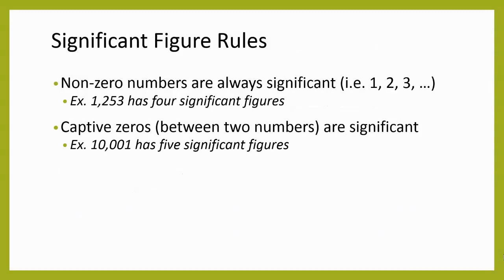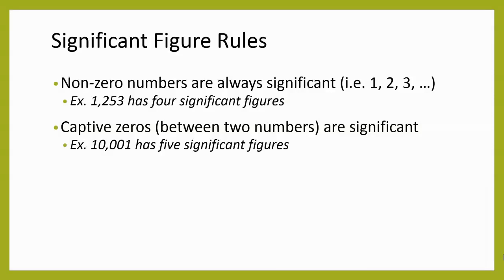Okay, so for the Sig Fig rules, the first rule is that non-zero numbers are always significant. So 1, 2, 3, all the way up through number 9, those are always significant values. So if I have the number 1,253, 1, 2, 5, and 3 are all non-zero numbers, so they are all significant.